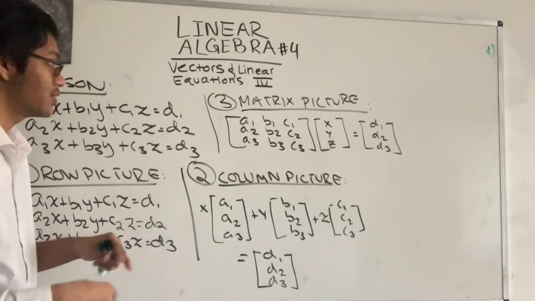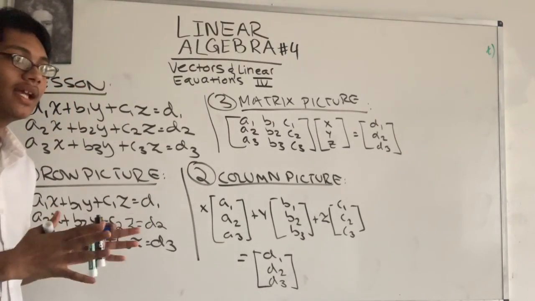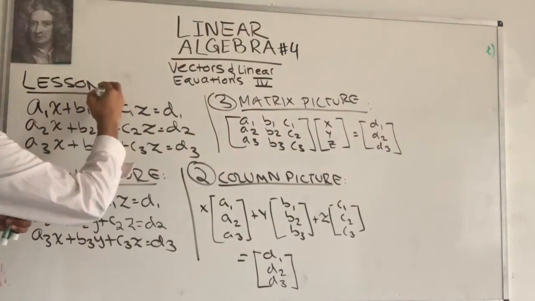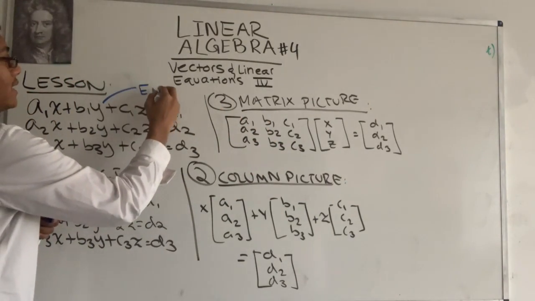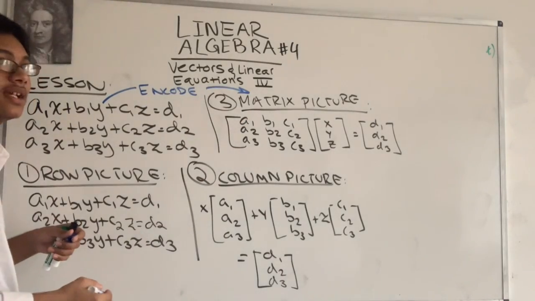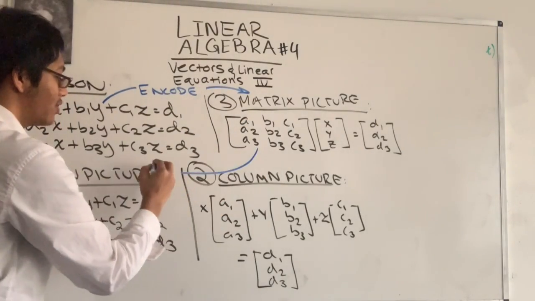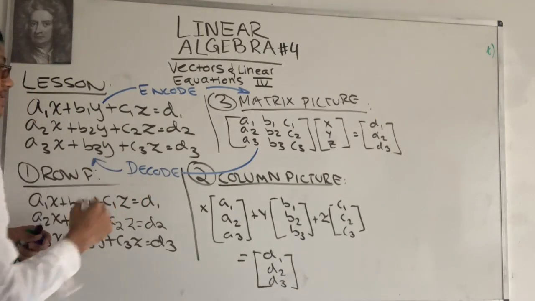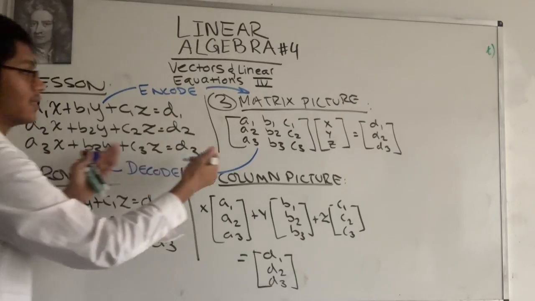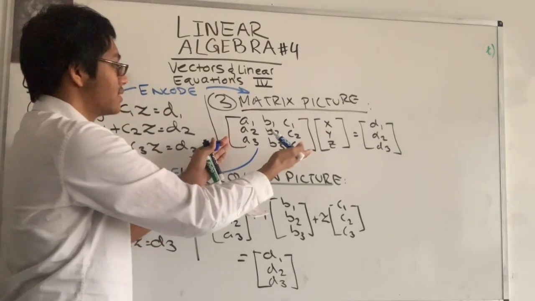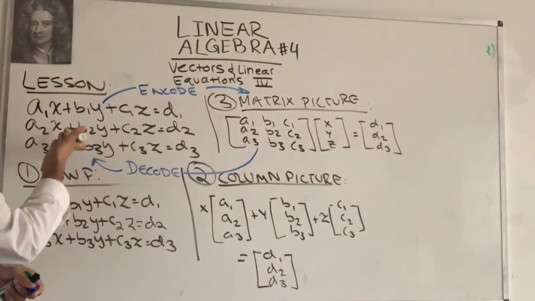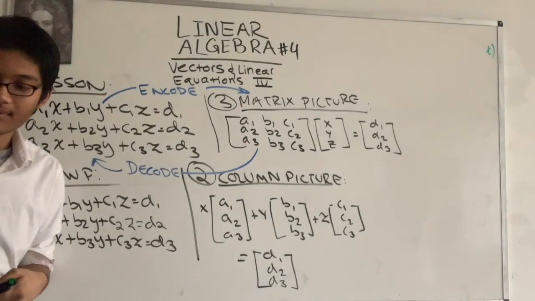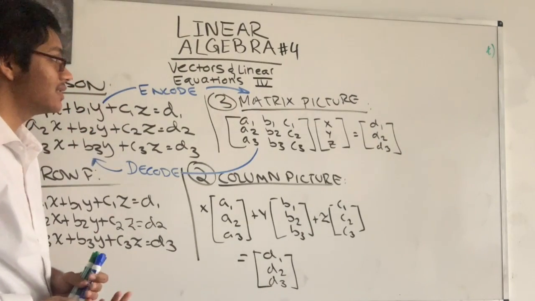Now I want to show you the connection between the matrix picture and the system. This is my system, this is my matrix. My system has been encoded into this matrix. And if I want to, I can decode my matrix back to my system. That's the magic of matrices. All of this garbage is translated into this very short notation. And whenever I want, I can translate it back. So encode, decode, encode, decode. Oh, so that's why you need matrices. That's why you need matrices, yeah.